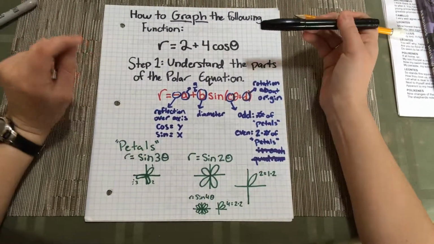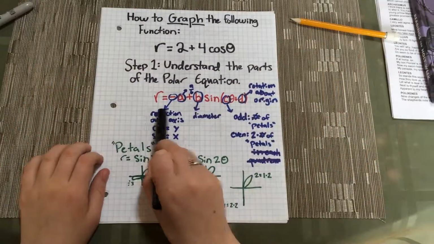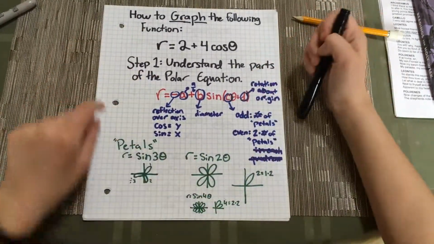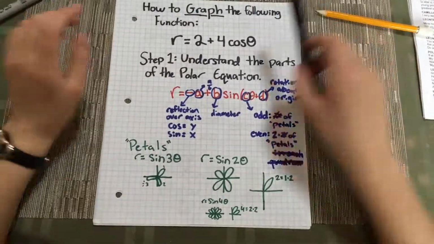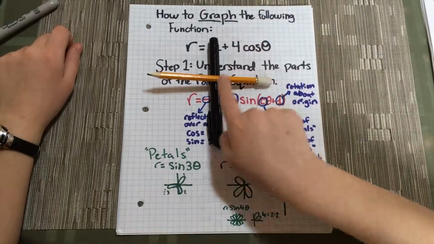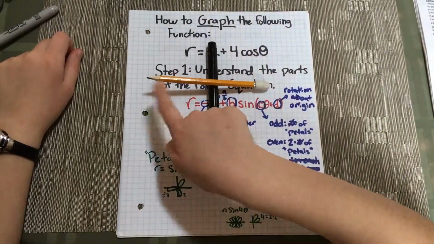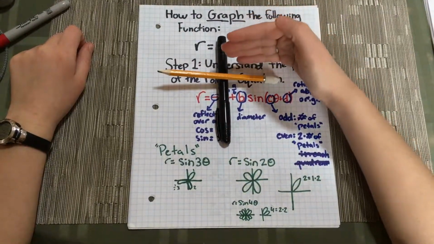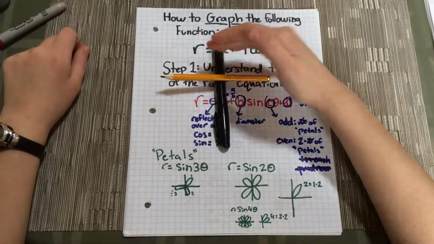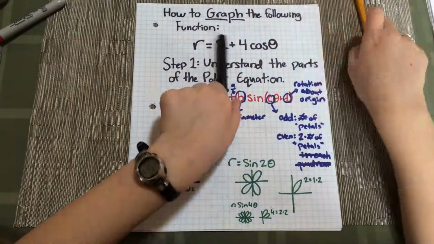This function is called a polar equation. Here's just a sample to explain all the different parts. The negative up here would indicate a reflection over an axis. Cosine would be a reflection over the y-axis, so if it was over here, it'd go over here and vice versa. While the sine here would indicate a reflection over the x-axis, so if it was up here, it'd come down here and vice versa.